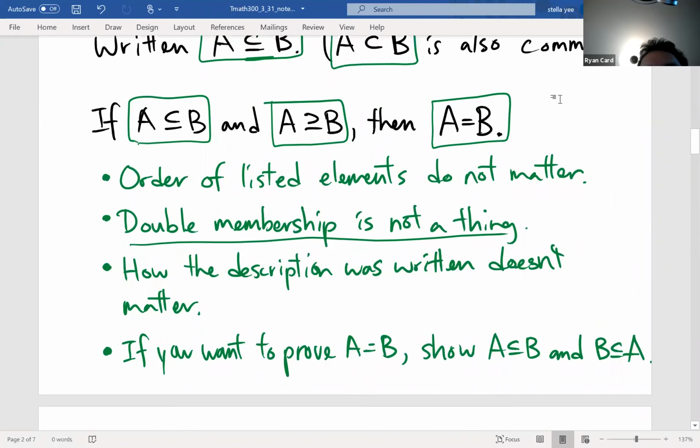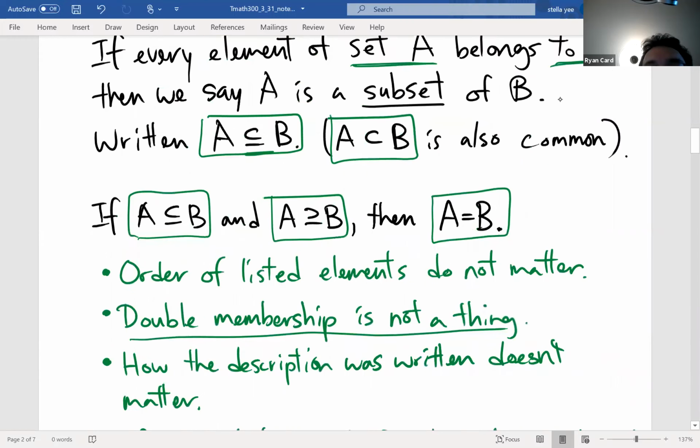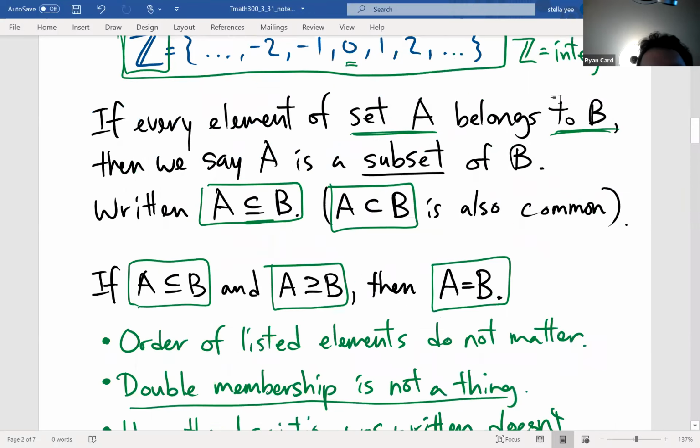Also, how you decide to write the description, if you're using set builder notation like B, right? I could describe it this way, or I could describe it this way. It might not be clear right at the outset that it's describing the same set, but the actual description you use does not matter. If it describes the same membership of elements, it is considered the same set.